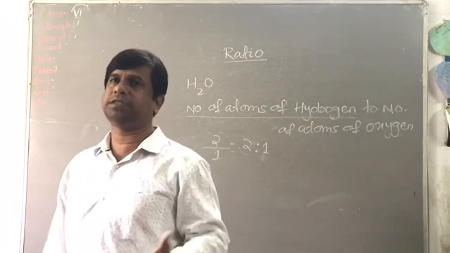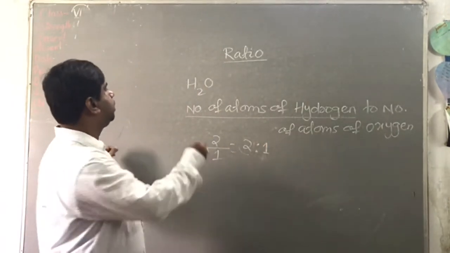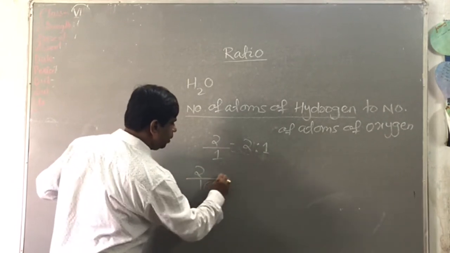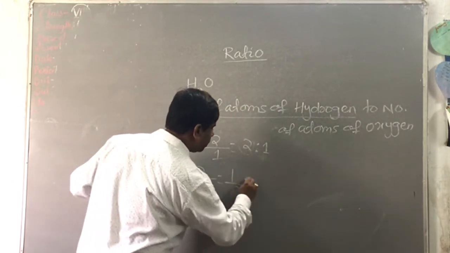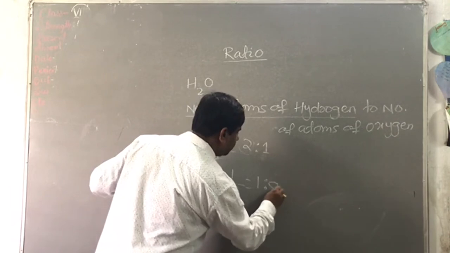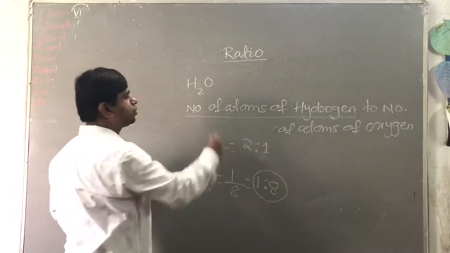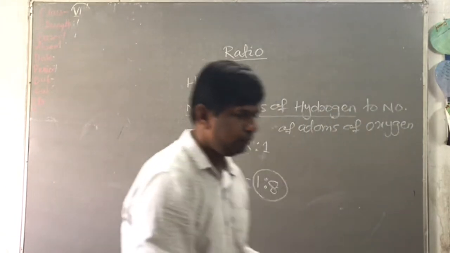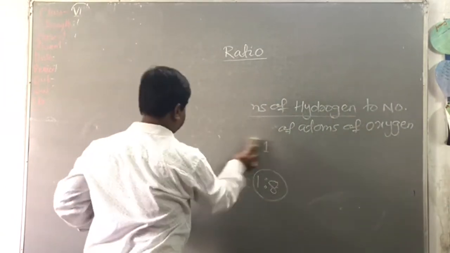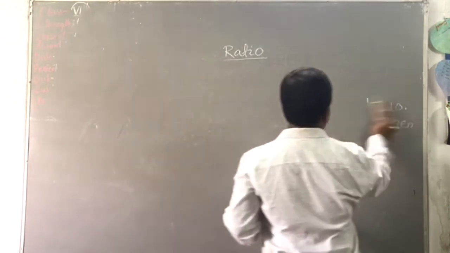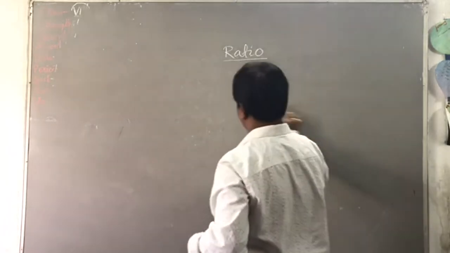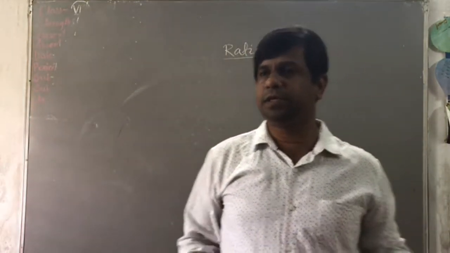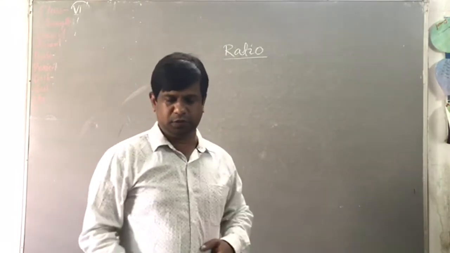If you take in mass, in higher classes you will study, so this is 2 and this is 16. So 1 by 8, that is equal to 1 is to 8. This is the mass ratio of hydrogen and oxygen in water molecule. So in compounds, which you will study in higher classes, the elements are fixed in the ratio. They are fixed in the ratio.